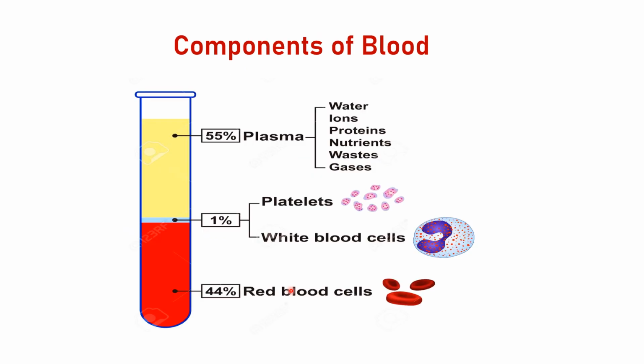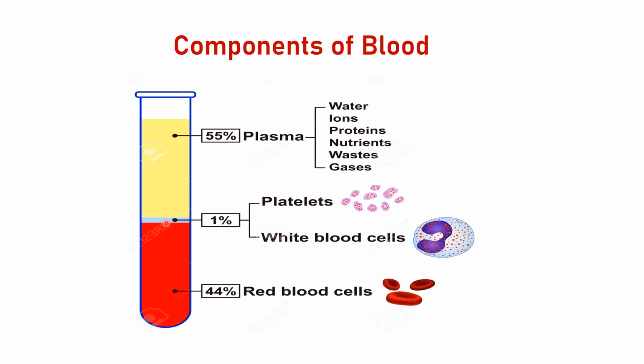Now here, let's see the components of blood. If I take blood in a test tube and centrifuge the test tube, I will see three different layers, right? The first layer is of plasma, okay, which is less dense, so that is why this is at the top. So 55% plasma. And now what are the constituents of plasma? Plasma consists of water, ions, proteins, nutrients, wastes and gases, right?